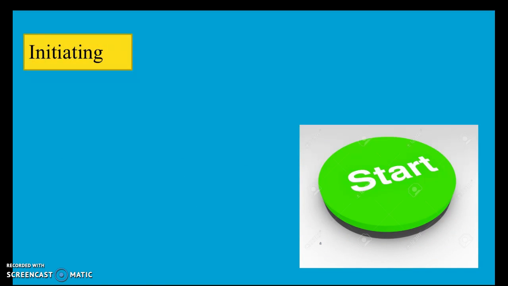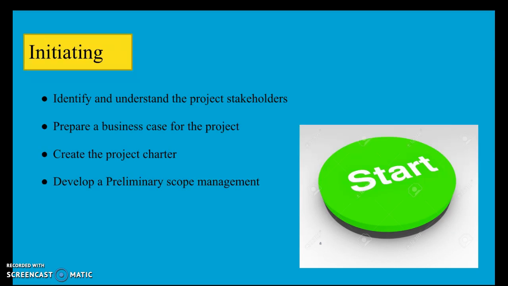The first process is initiation. The initiation process determines the nature of the scope of the project. Not performing this stage well will mean it is unlikely for the project to be successful. For the project to be successful in the initiation stage, there are a few key components that will lead it to success. The first one is identifying and understanding the project stakeholders, preparing the business case for the project, creating a project charter, and developing a preliminary scope management.